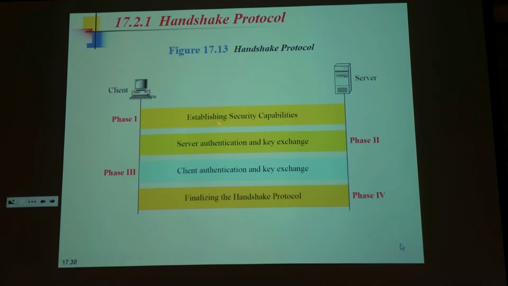Phase 1, establish security capabilities. In phase 2, server authentication and key exchange. So you're going to have server authentication. The client will authenticate the server, and the key exchange. In phase 3, client authentication and key exchange. Remember that we said authentication has to be mutual, right? The client needs to be authenticated to the server, and the server needs to be authenticated to the client, right?